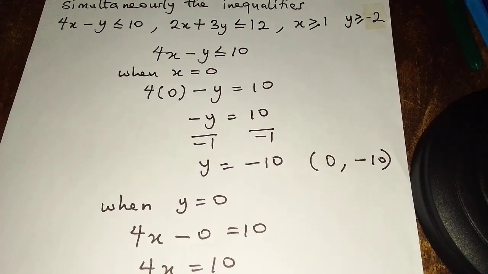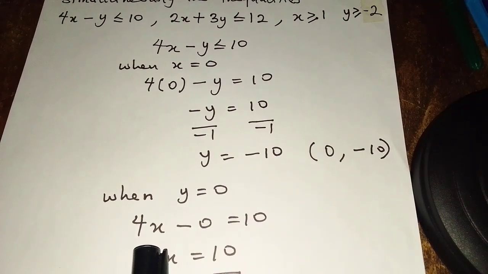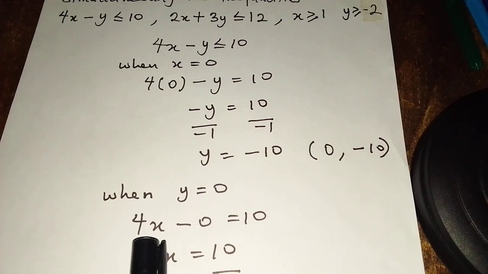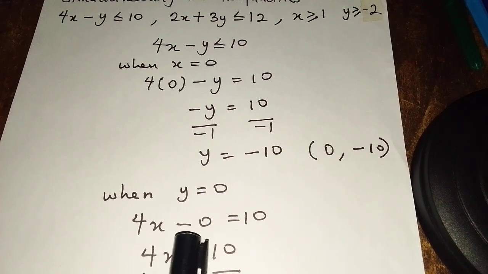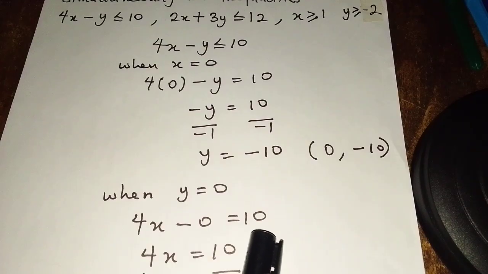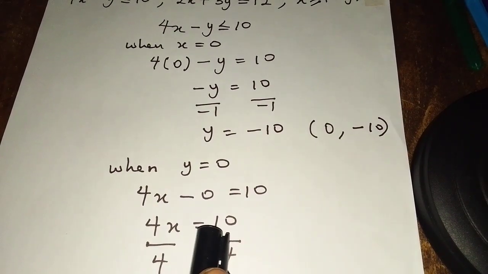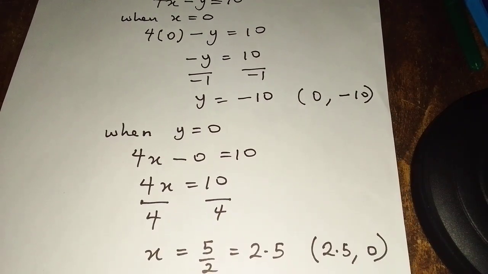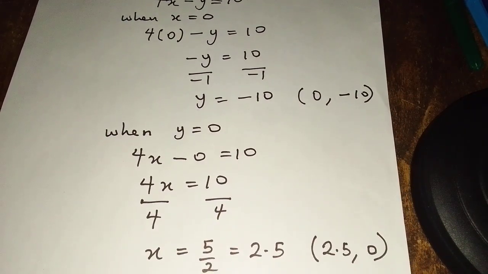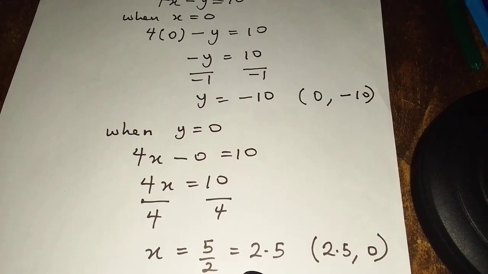Then the other coordinate: when y is 0, what will be the value for x? Substitute 0 for y. So 4x minus 0 is equal to 10. So 4x will be equal to 10. Divide both sides by 4. The value for x will be 10 divided by 4, which gives us 5 over 2, the same thing as 2.5. When x is 2.5, y is 0.